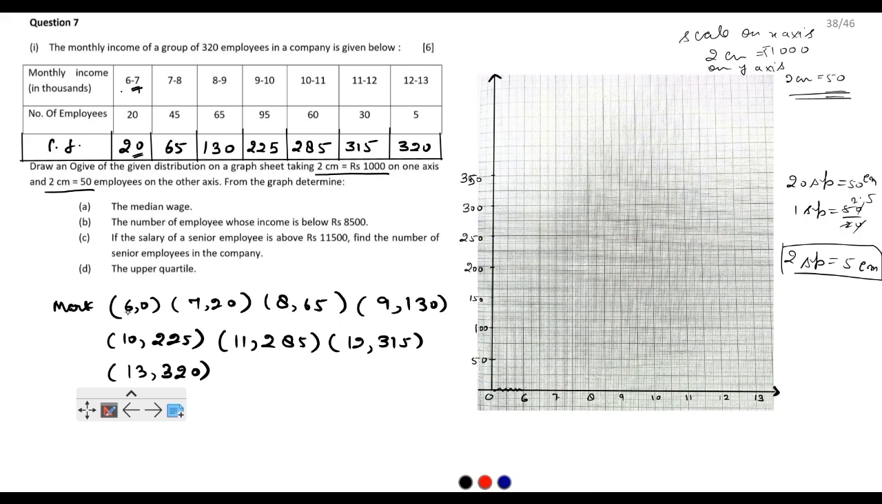Now draw the marks. First is 6, 0, that is first point is this. Second 7, 20. We have to calculate 20 employees. 5 employees is equal to 2 small parts, then 1 employee 2 by 5 and 20 employees will be equal to 8 small parts. This will be 7, 20. Next 8, 65. For 65 employees, 1 is equal to 2 upon 5. Then 65 employees will be 2 upon 5 multiply by 65, 26 small parts.